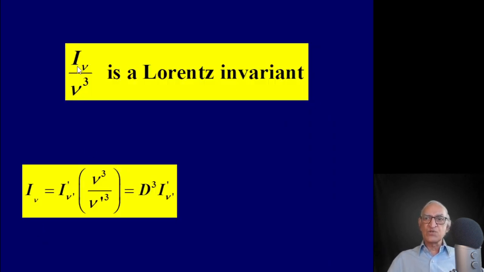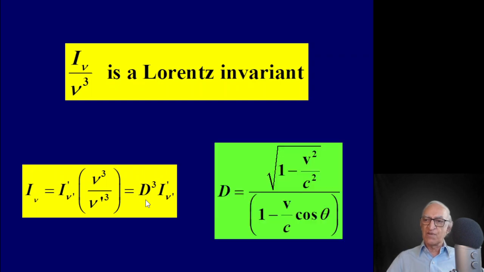Therefore, if I_nu is the specific intensity emitted by a moving source at a frequency nu, and if I_nu prime is the specific intensity measured in another frame at a frequency nu prime, which is the Doppler shifted frequency corresponding to nu, then I_nu and I_nu prime are related by this expression over here. That just follows from I_nu over nu cubed being a constant. I_nu over nu cubed is equal to I prime nu prime divided by nu prime cubed. And that can be written in shorthand notation by introducing d cubed, where d is shorthand for the square root of 1 minus v squared by c squared divided by 1 minus v cos theta.